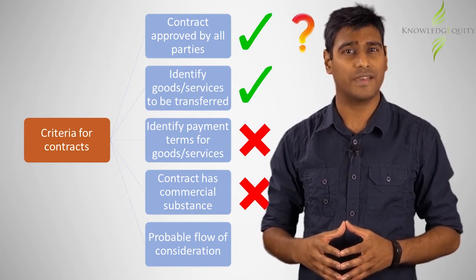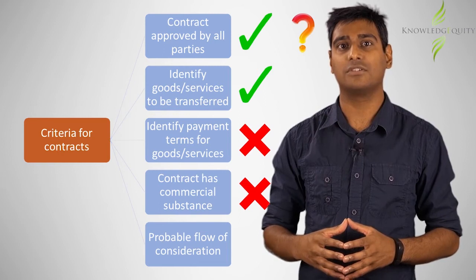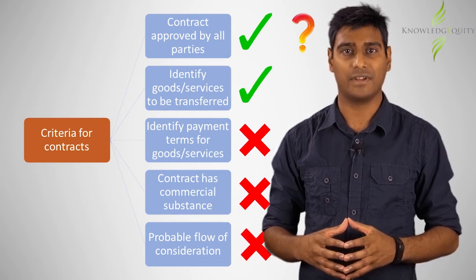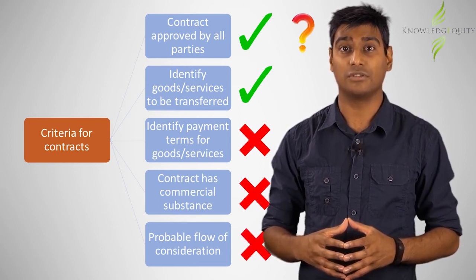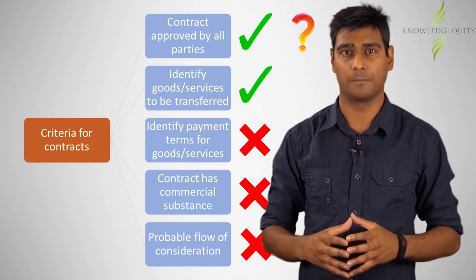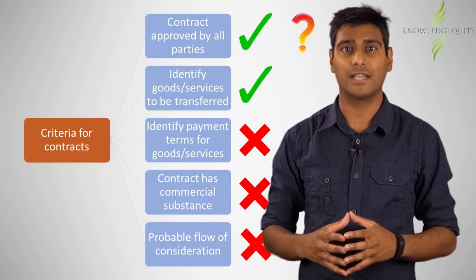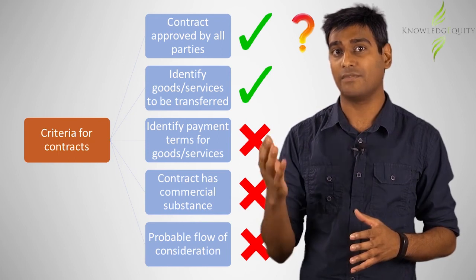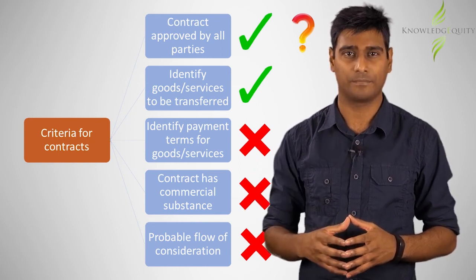This agreement also fails the last attribute, since it is not likely that Lloyd would ever repay his mother's business, and so the consideration is not probable. Therefore, a contract does not exist, and accordingly, IFRS 15 would not apply. To recap, there are 5 attributes or criteria that must be met for a contract to exist in terms of IFRS 15.